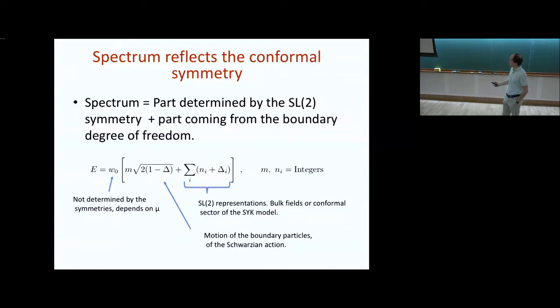So there is part of the spectrum that comes from matter, which is conformally invariant, and then there is some part that comes from the motion of the two boundaries. And that piece will not look conformally invariant. So there will be some breaking of the conformal symmetry. But the spectrum is completely gapped, and to leading order, it's very simple. It's just completely explicitly given by the symmetries of the problem.